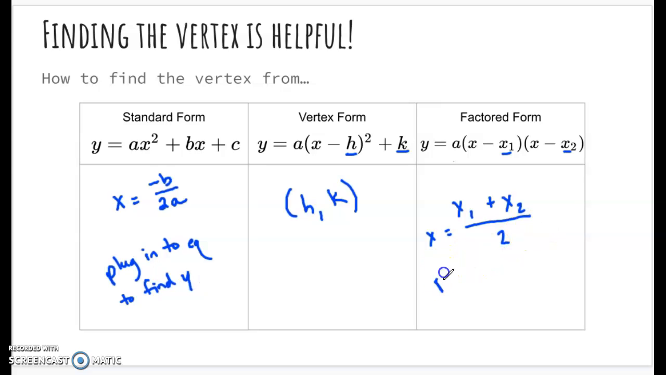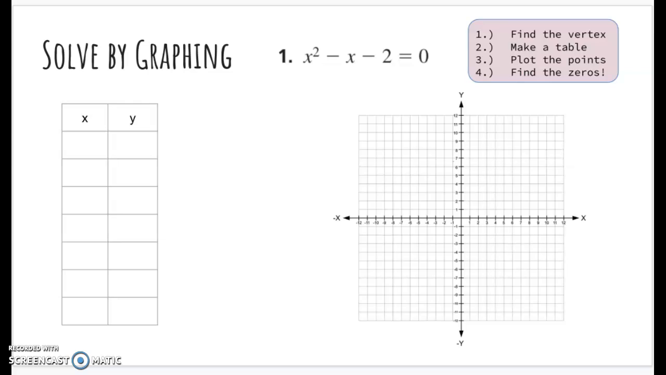Same thing over here. You have to plug in to your equation to find your y coordinate. All right, so why would we need to find the vertex to be able to help us graph our equation? Well, finding the vertex kind of gives us that starting point, right? Because we know that our parabola is always symmetrical, so that really helps us figure out what kind of values we want to put in our table.